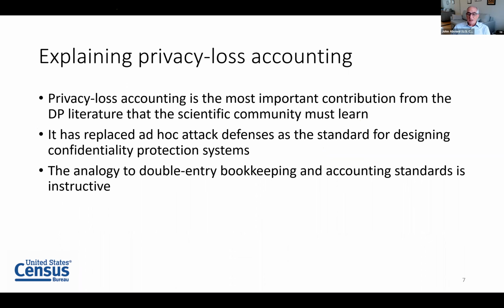innovation is extremely hard to quantify in its contribution to world GDP. But privacy loss accounting is on a comparable scale. It enables proper implementation and auditing of systems that the data steward represents to those who actually own the data. In the case of the Census Bureau, it's the American public, actually implement the statutory protections of their confidentiality that we are required to implement.